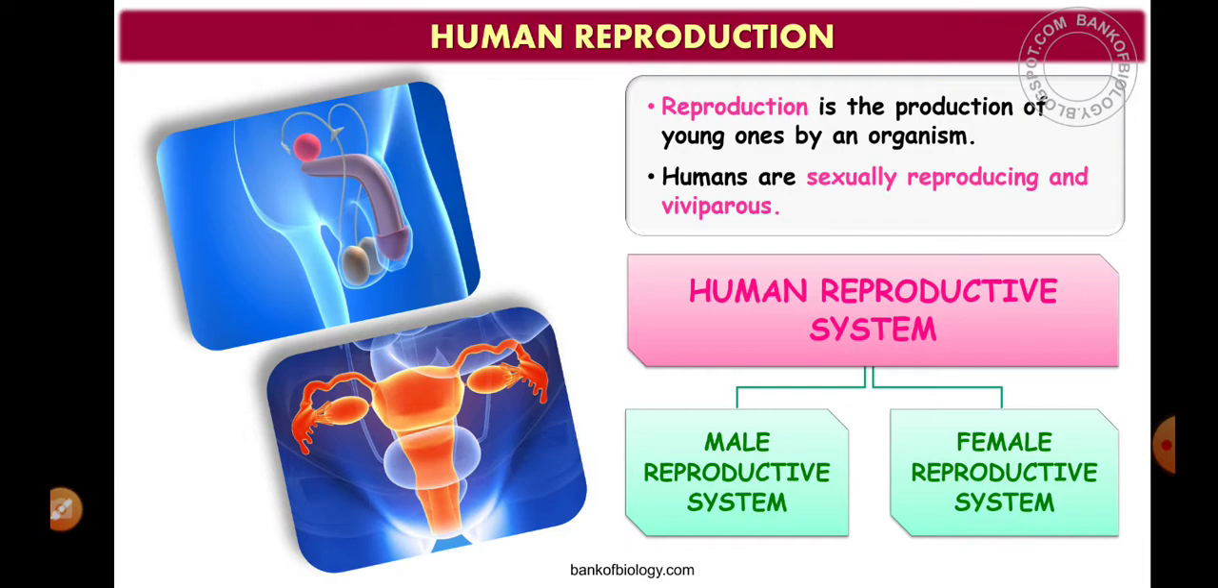To facilitate our study, we divide the human reproductive system into two parts. The first part is the male reproductive system, and the second is the female reproductive system. So first we will go through the male reproductive system.